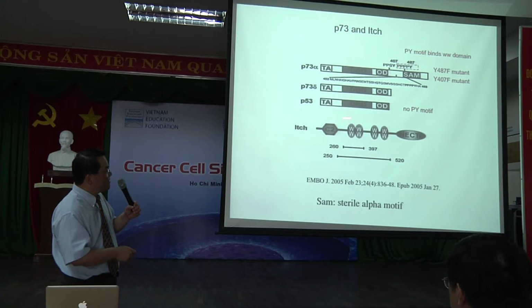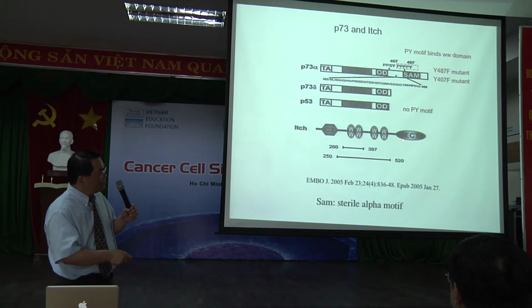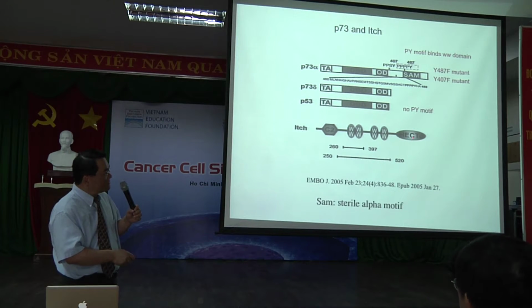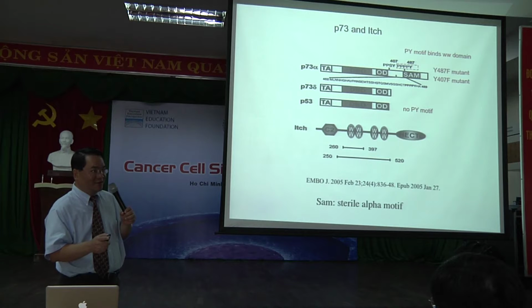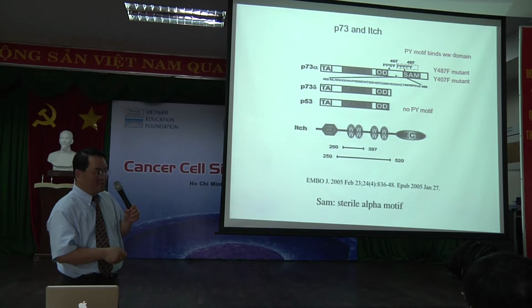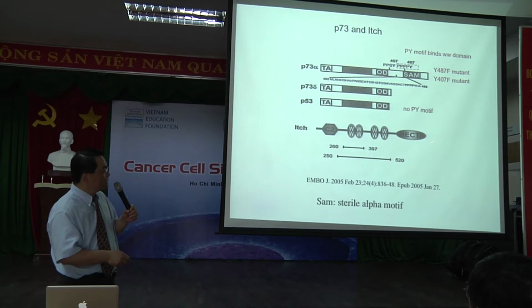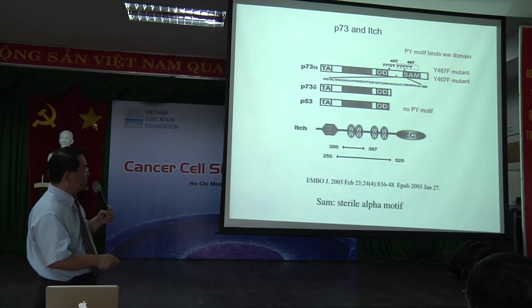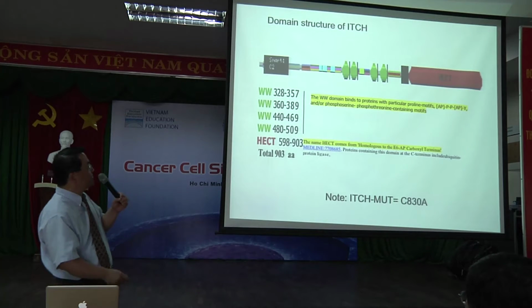This is the Itch protein organization. They have a WW motif and they have this HECT domain. The HECT domain stands for homologous to E6-AP C-terminus. Remember, I tell you again, HECT domain, homology to E6-AP C-terminus. This is another E3 ligase motif. And they will be able to recognize P73 to cause P73 degradation.